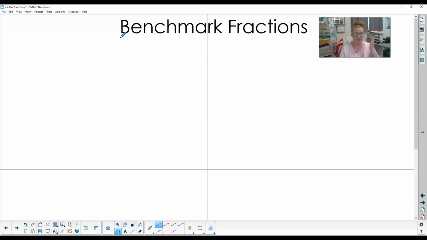So benchmark fractions are just our common fractions. Something like a half, our fourths, thirds, and even our fifths. They're pretty simple numbers, they're always the same, and I know what they are every time. So when I'm talking about a half, I'm thinking I want to change this to a decimal. Half of $1 is 50 cents. Half of it is 0.5. And I can put 0.5 or 0.50, it's the same thing.